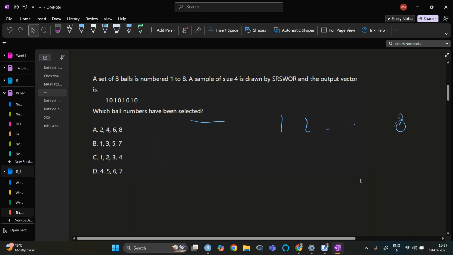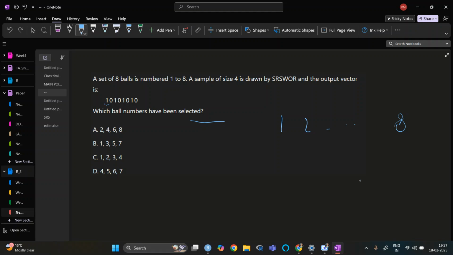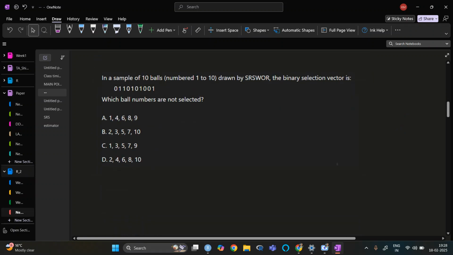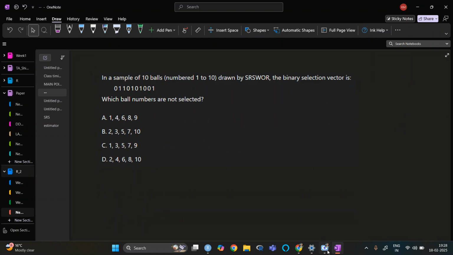Okay, so in this one we have indexed the balls 1 2 up to 8. Then the balls we are selecting: in the first one it is selected, of the one it is 3. So it will be 1 3 5 7. These are very basics. The next one is 1 3 5 7.